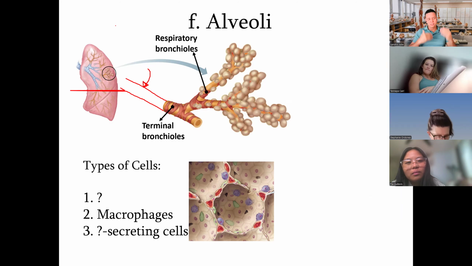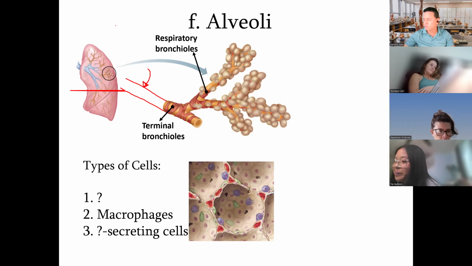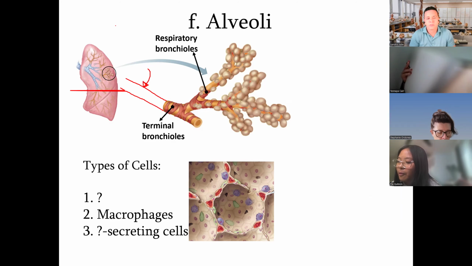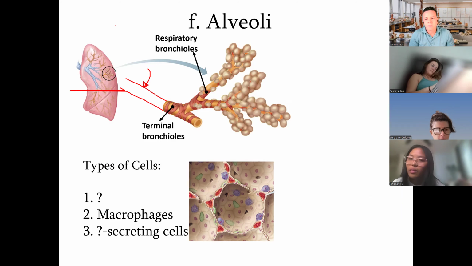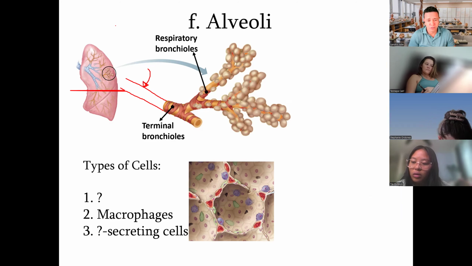Backtrack, guys. We just talked about it. What is the name of the structure before the terminal bronchioles? Epithelial cells? No. I didn't talk about epithelial cells today. What is the name of the structure before the terminal bronchioles? What comes before the terminal bronchioles?